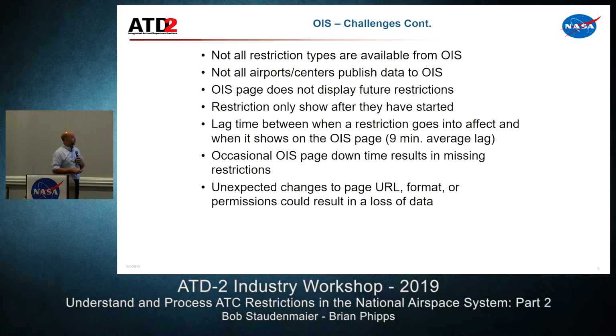A couple other issues that we've anticipated but have not yet run into are just that because this is a website, internet access sometimes goes down. We're subject to changes in the website itself. Right now we're parsing the information. We expect the page to be static in how it's presenting the information, but that could potentially change at any moment. So one of the risks we're taking is that if the OIS page goes down or if there's unexpected changes to the URL format or permissions to the website, we lose that source of TMI data.